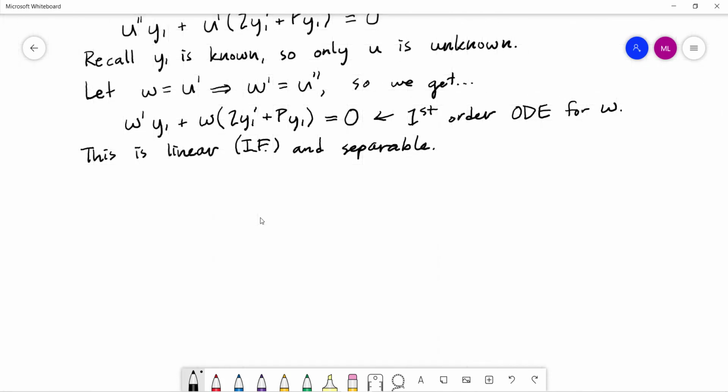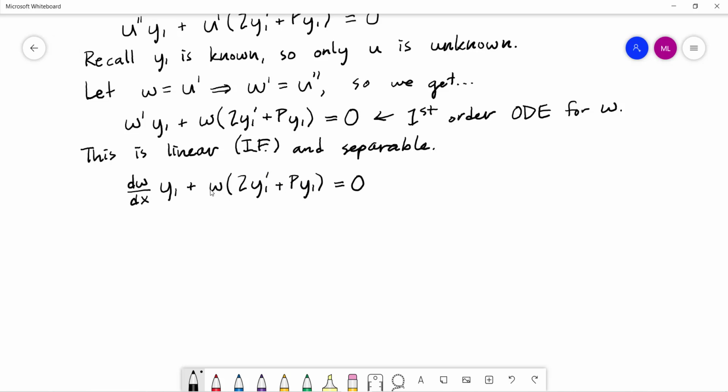I'm going to rewrite the equation. So it's dw dx, that's what this w prime is. It's a derivative with respect to x, times y1 plus w times 2y1 prime plus py1 equals 0. Why don't I need to rewrite this y1 prime as like dy1 dx? Well, I could, but it's not important because, again, y1 isn't an unknown. We know what y1 looks like. We know what y1 prime looks like. The second we know what y1 is, we can take its derivative to get y1 prime. So I'm not going to bother with that.